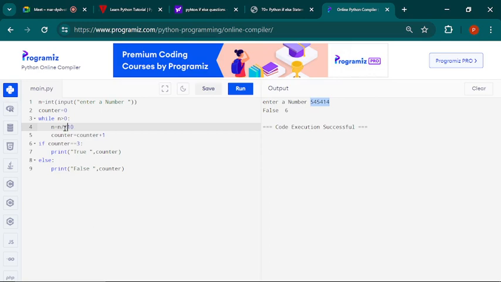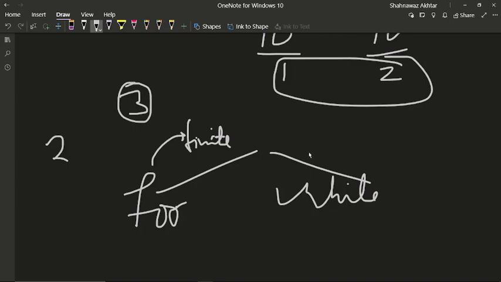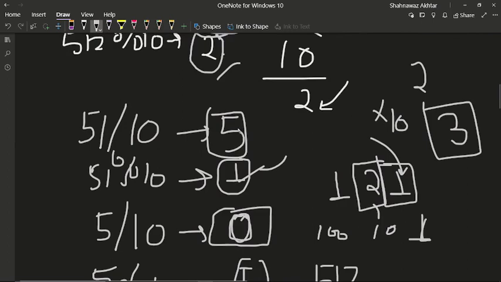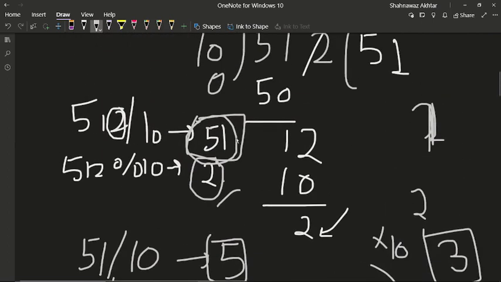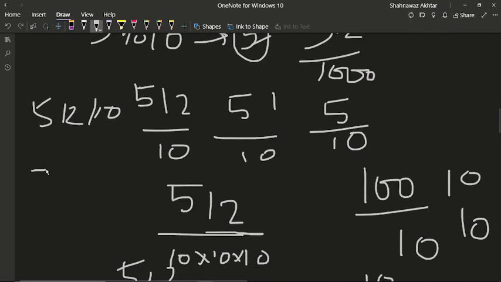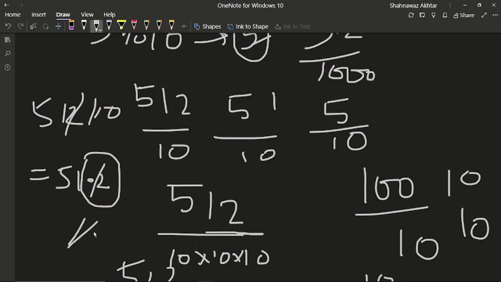Why floor division? You have to discard the last digit. If you divide a number by 10, you get two things: a remainder and a quotient. So if I divide 512 by 10, you will get the quotient as 51.2. But since we have to discard this last digit, this portion after the decimal, you use this double slash floor division. Floor division converts it into the floor value, or simply removes the decimal point.